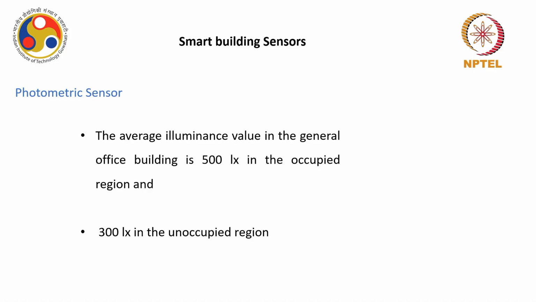Okay. So, if I talk about an average home or average office, the average illuminance value in a general building is about 500 lux in the occupied region, and in the unoccupied region it is around 300 lux. Accordingly, you can tune your photometric sensor. Okay. So, these photometric sensors are very much essential for the comfort and energy saving inside a smart building. If you remember the first lecture of this module 11, we talked about how the efficiency of energy saving of these buildings is enhanced by using smart sensors inside the building, and this is one of the important sensors which is helping in the energy saving.